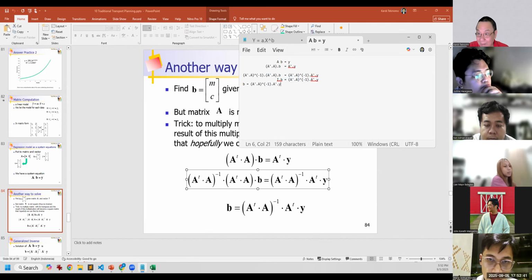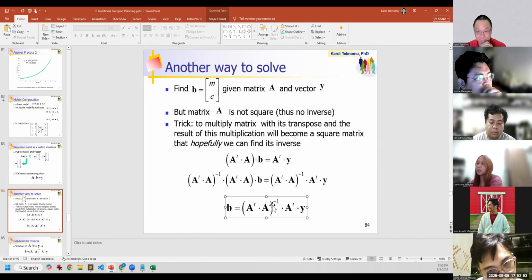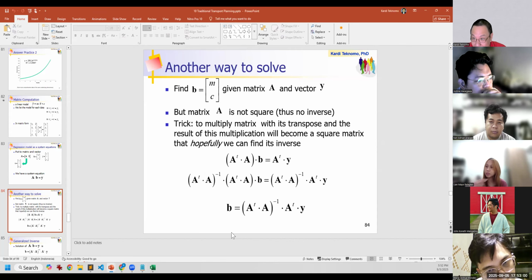Okay, I get the solution. P equals this. This is what we want, right? P is the parameter, isn't it? Oh, there, we get this. It looks very complex, but this is actually simple, yeah? You just remember this: A transpose times A, inverse, times A transpose.